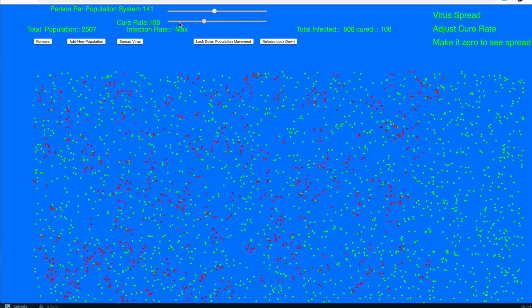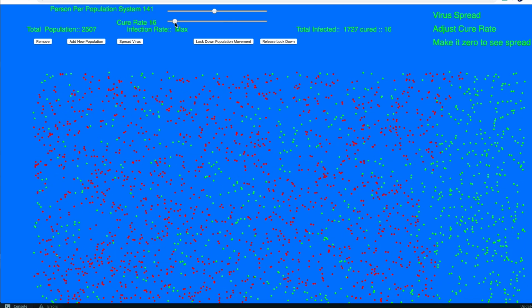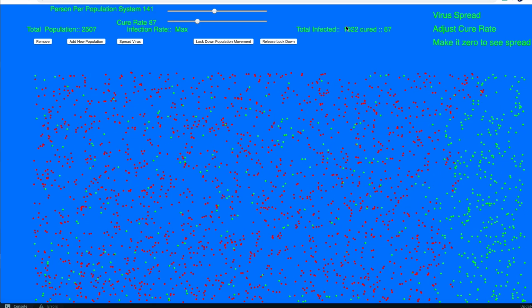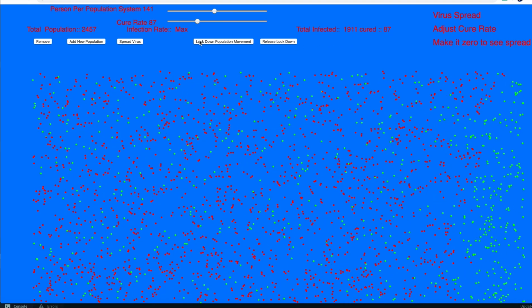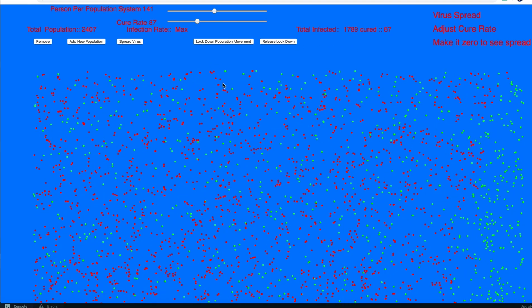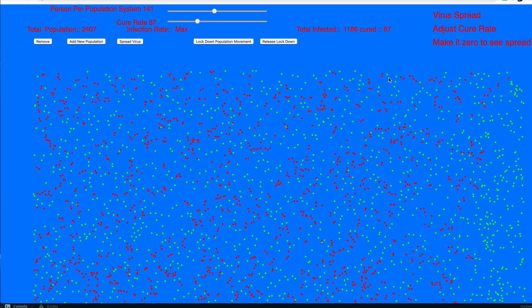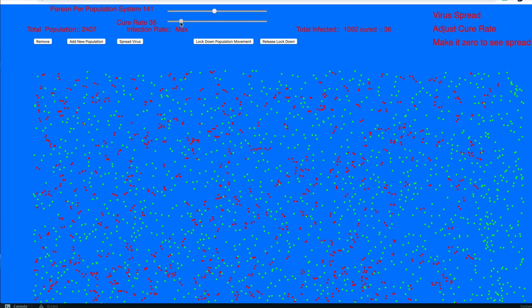But suppose we don't have the luxury of improving our healthcare to that extent, and there are already 2,000 people who are infected. Let's come to a measure in which we lock down our population movement. So if we lock down the movement, you see now we are curing at a rate of 87, or let's make it less. We are curing at a rate of 24 or 26.